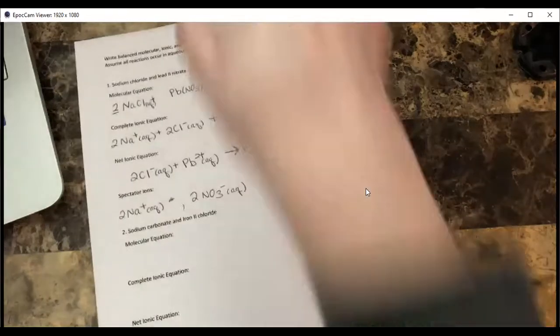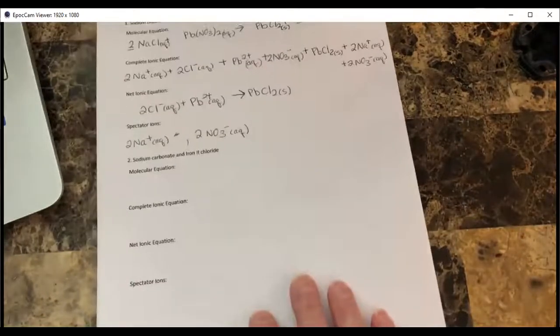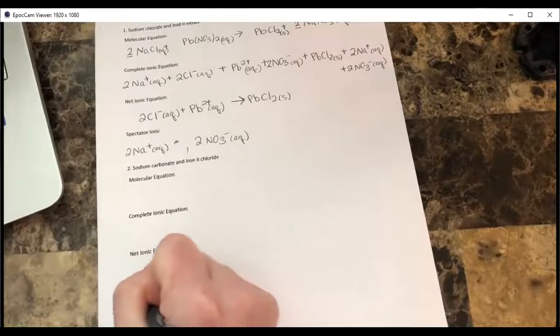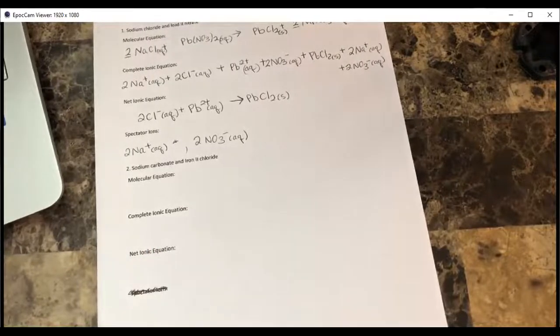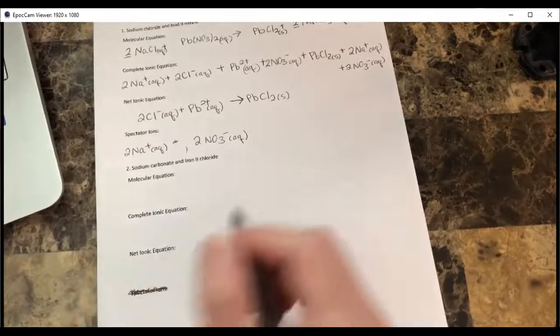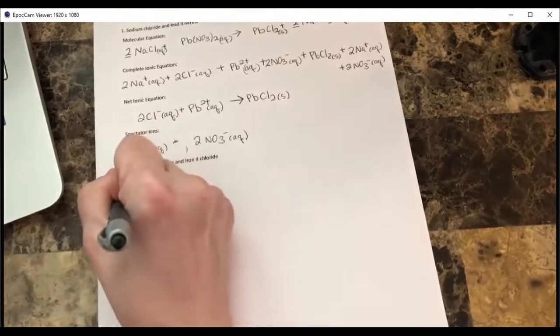Okay, I'm going to do one more for you guys. And I'm not even going to include the spectator ions because I don't even think you're being asked that. I was just trying to get you guys to see what was left over. But I don't think I was even asking you that. And if they do, you know what it is now. But let's look at this one here. Sodium carbonate plus iron 2 chloride. So let's write out our molecular equation.